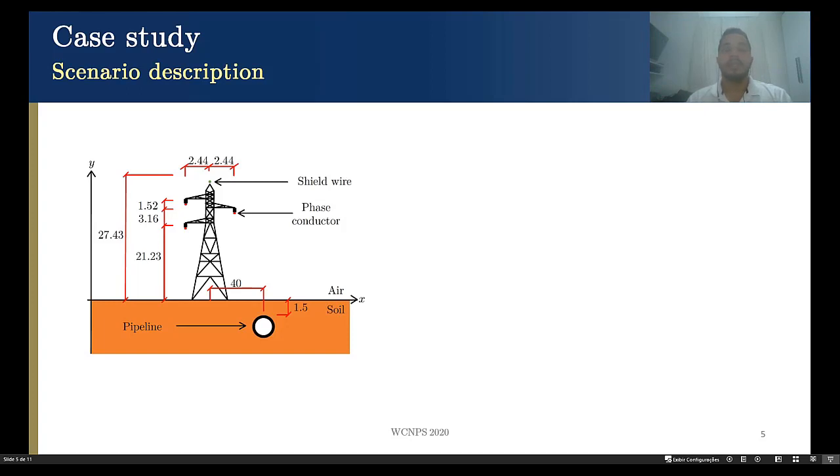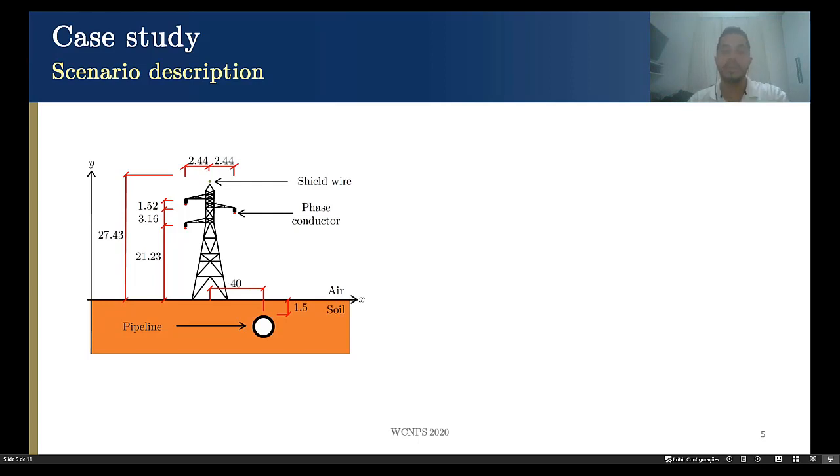To test the model, one hypothetical case is studied. The system is composed of a three-phase untransposed transmission line that operates at 115 kilovolts, single circuit, and triangular phase conductor arrangement. The line is energized with 830 amperes per phase, ABC sequence, and 60 Hz.